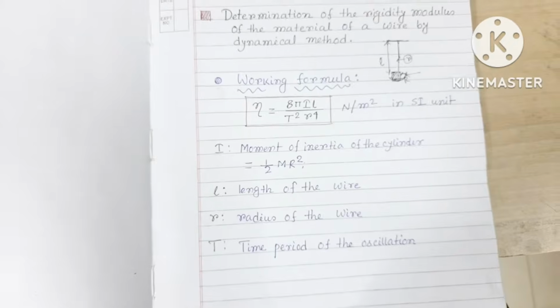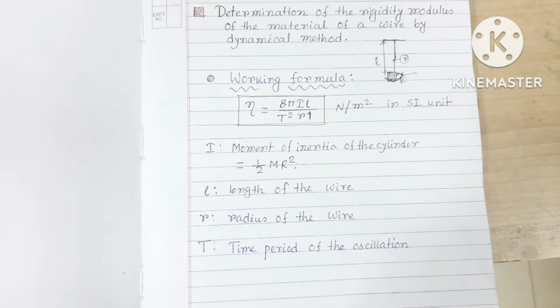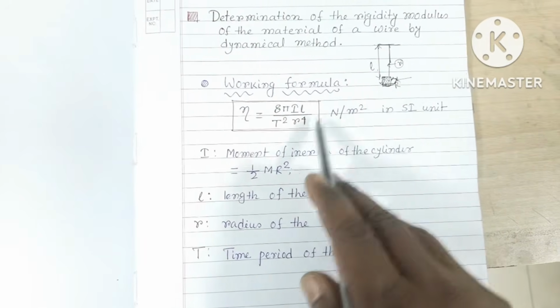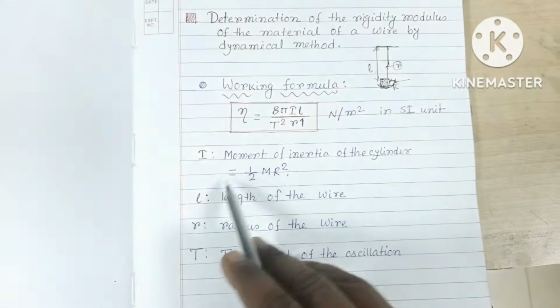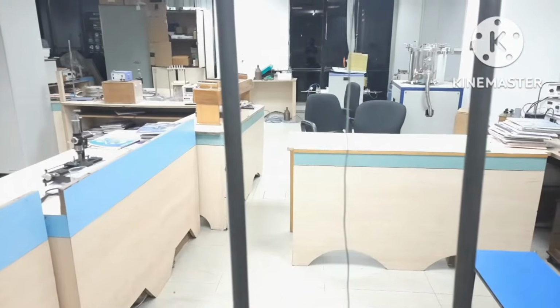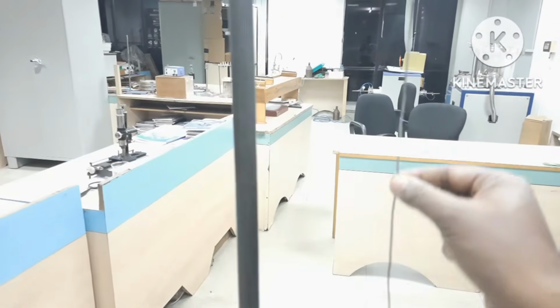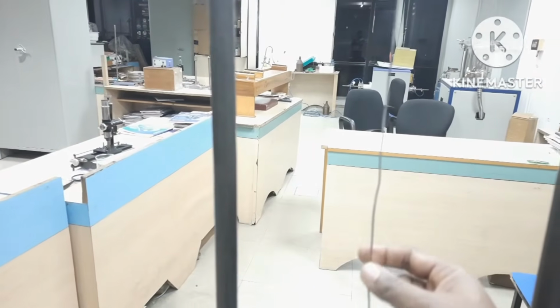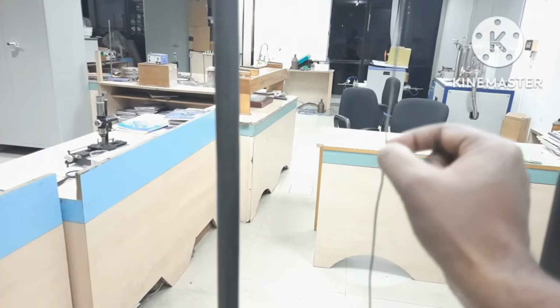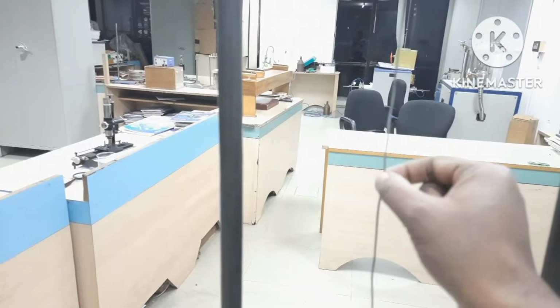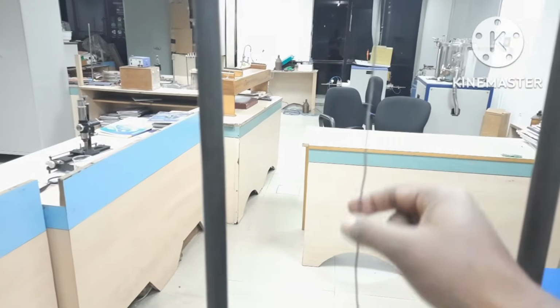So what do you have to do first? You have to first measure the radius of the wire, and you have to measure the radius of this cylinder to find out its moment of inertia. So how can you measure the radius of that wire? As you know, this is a very thin wire. To measure the radius, you have to first measure the diameter of that wire, and half of the diameter is the radius. So how to take the diameter? For that, you all know we have to use the screw gauge instrument, right?